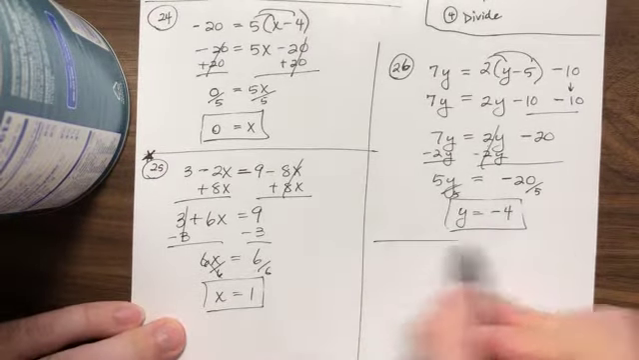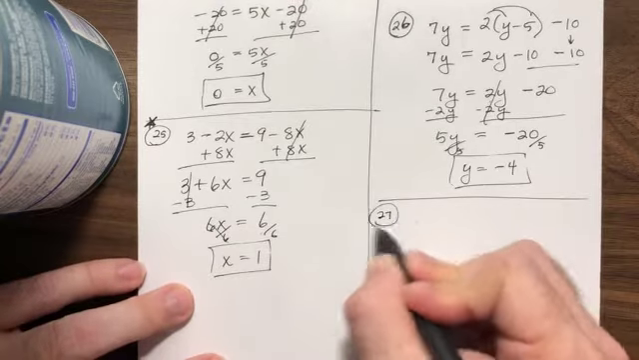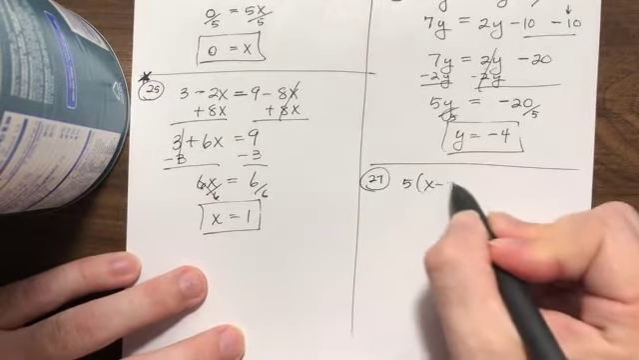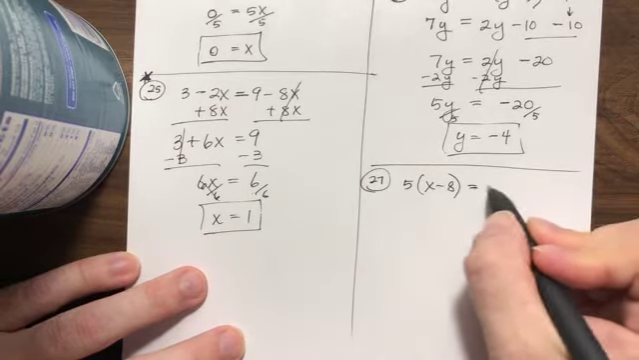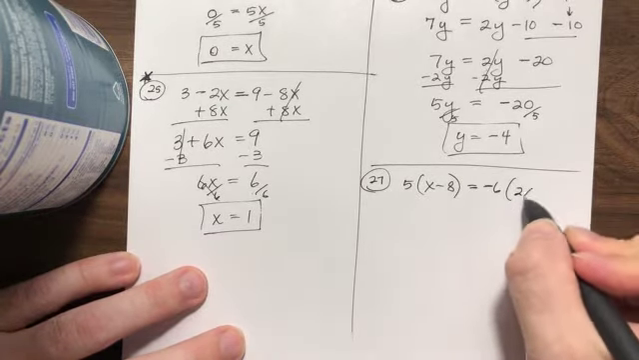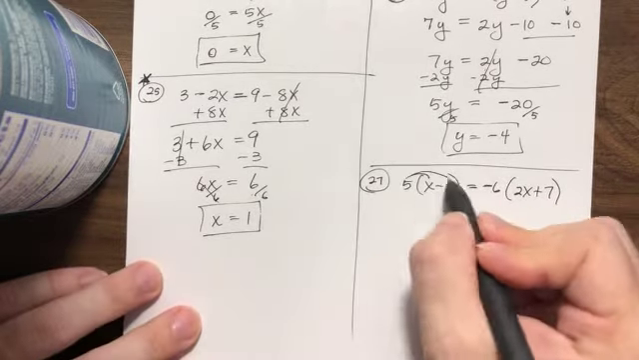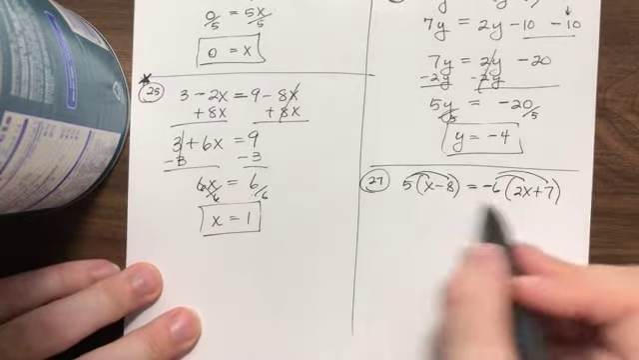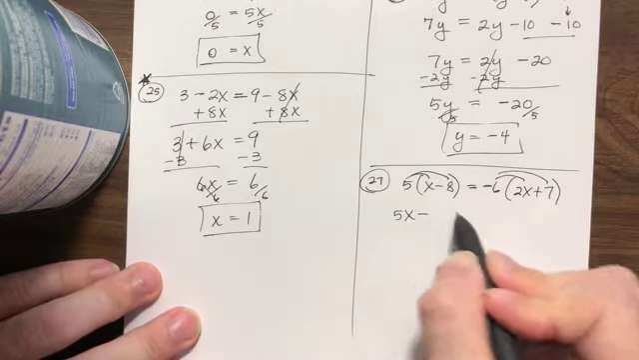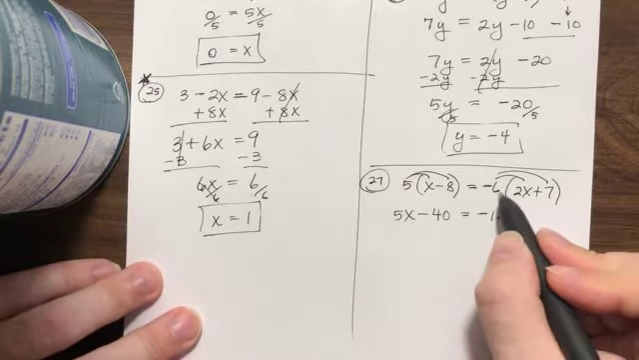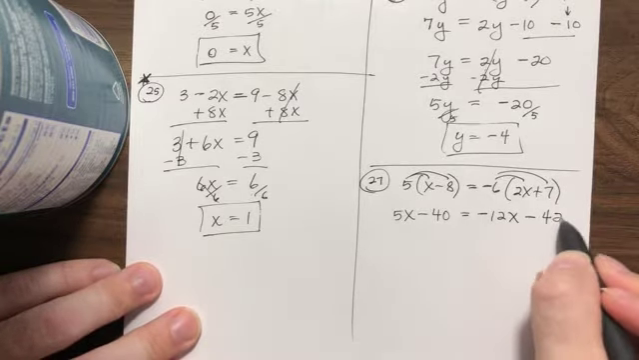Okay. Do one more on this sheet, number 27, on this piece of paper, I mean. 5 parentheses x minus 8 equal to negative 6 parentheses 2x plus 7. So I'm going to distribute first on both sides, and I'm going to get 5x minus 40 equal to negative 12x, and then that's negative 42, I believe.